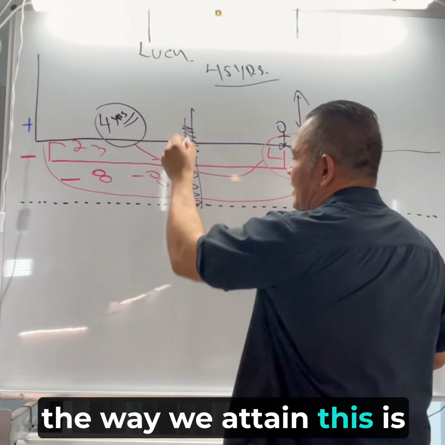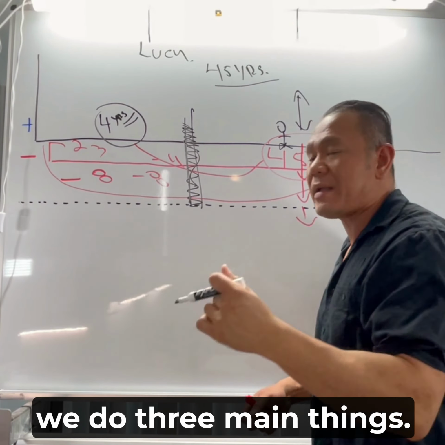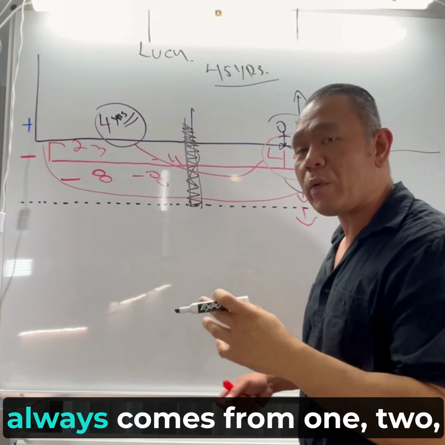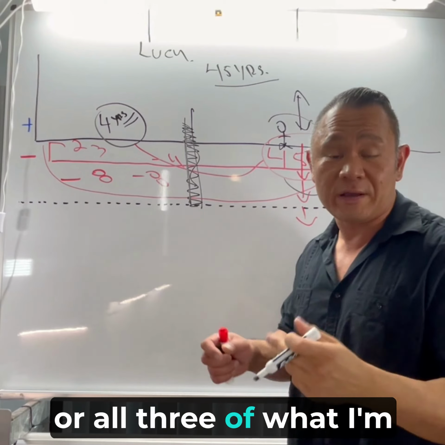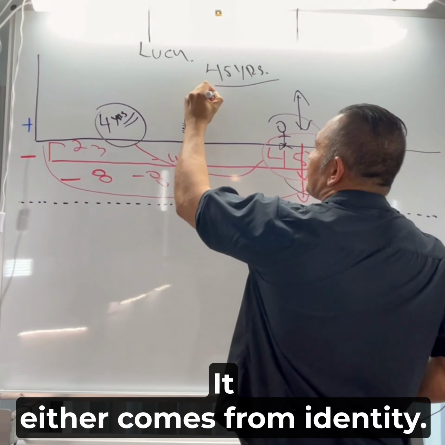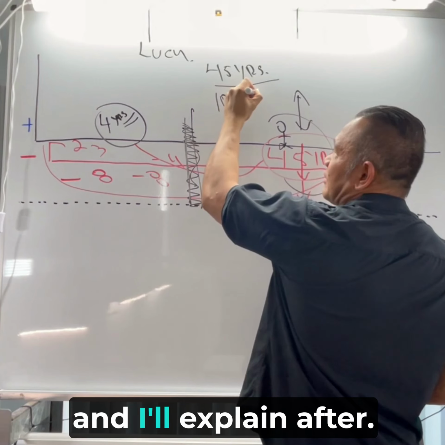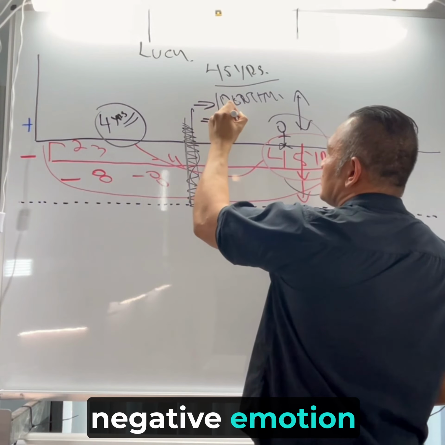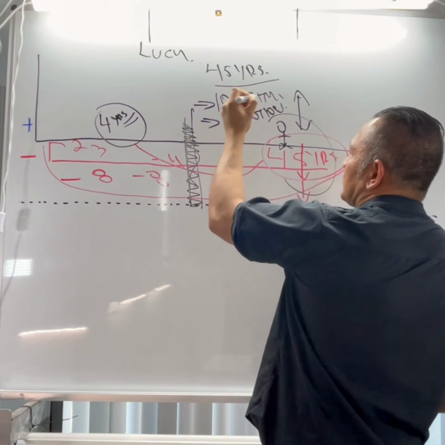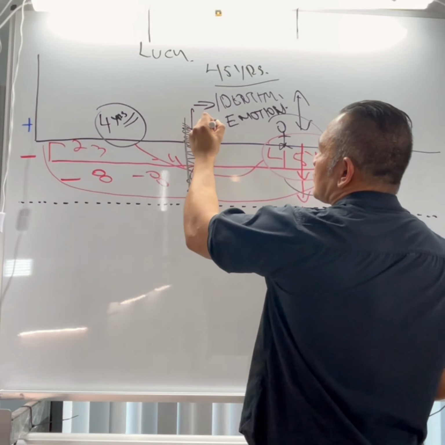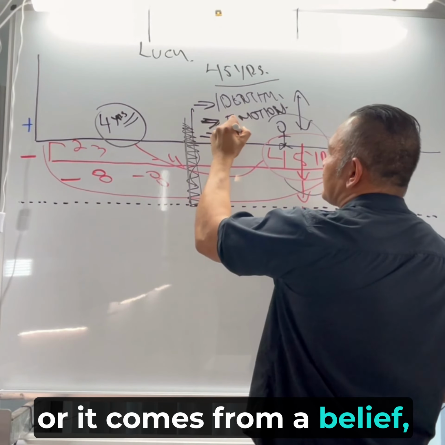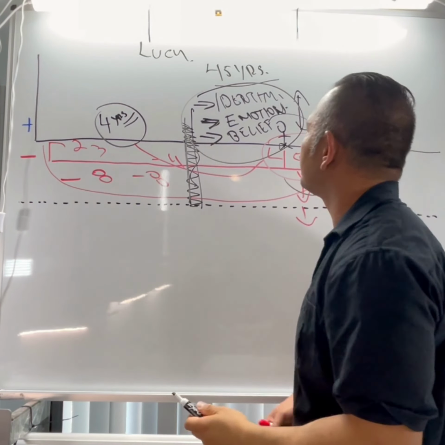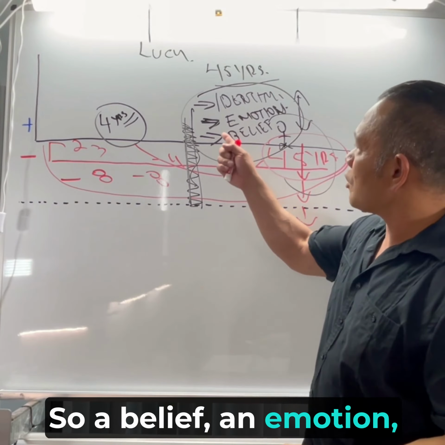Now, the way we attain this is we do three main things. We help the client, in this case, Lucy, understand that this attachment always comes from one, two, or all three of what I'm about to mention. It either comes from identity. Let me write this down first and I'll explain after. It either comes from a deep, heavy, negative emotion, or it comes from a belief, a very strong negative belief. So a belief, an emotion, or an identity.